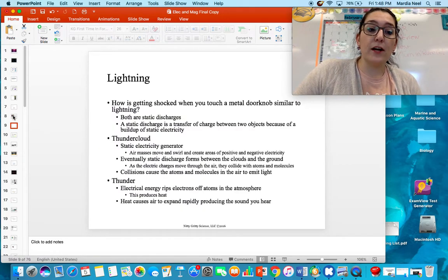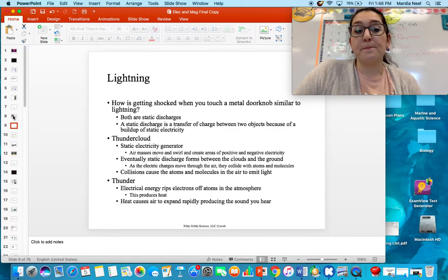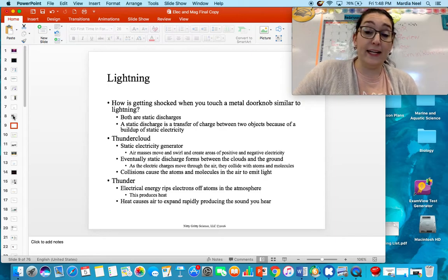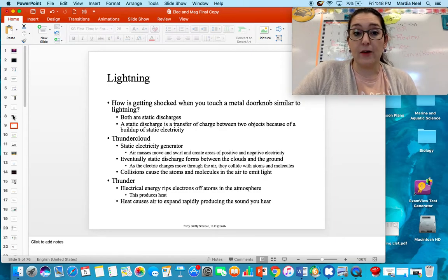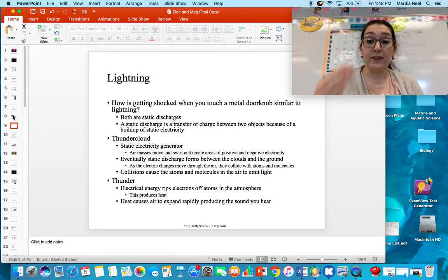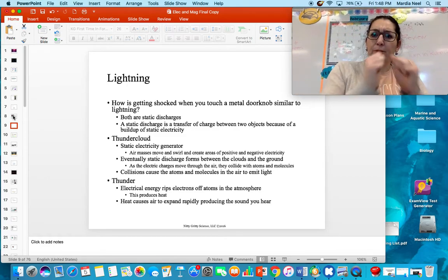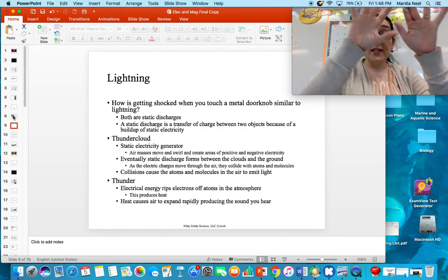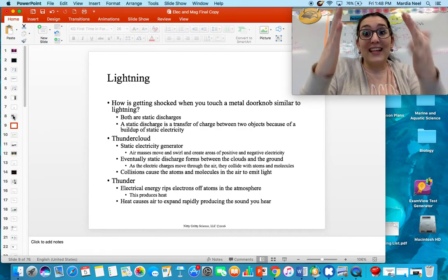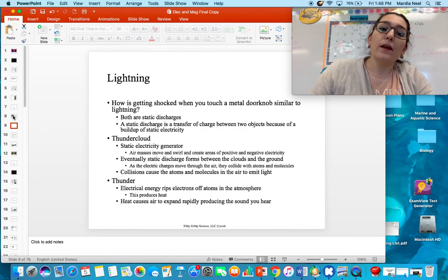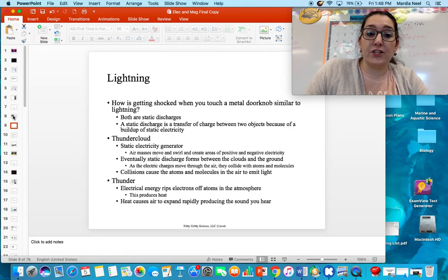The last thing I want to talk about today is weather and lightning. A lot of y'all know lightning. You've seen lightning, especially living in the South. Getting shocked and lightning are the same thing. I said earlier, like when you pull the clothes apart in the dryer, you see those sparks. That's lightning on a tiny scale. So they're both static discharge.